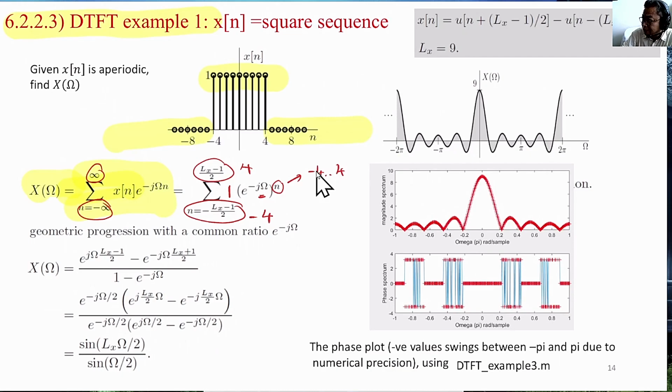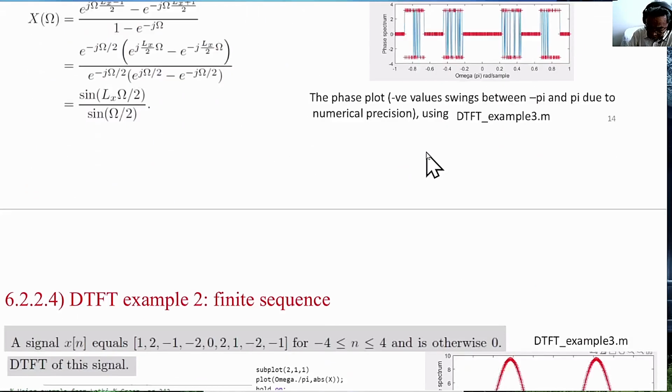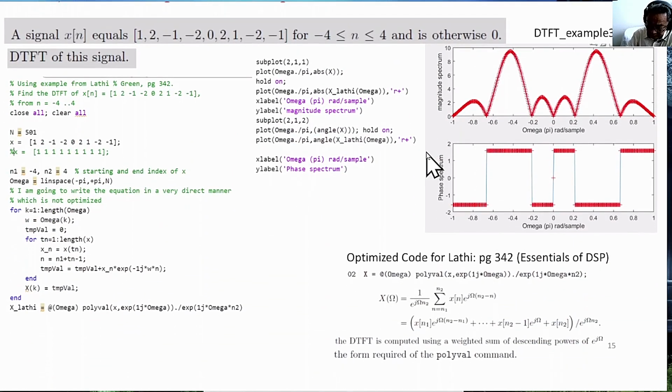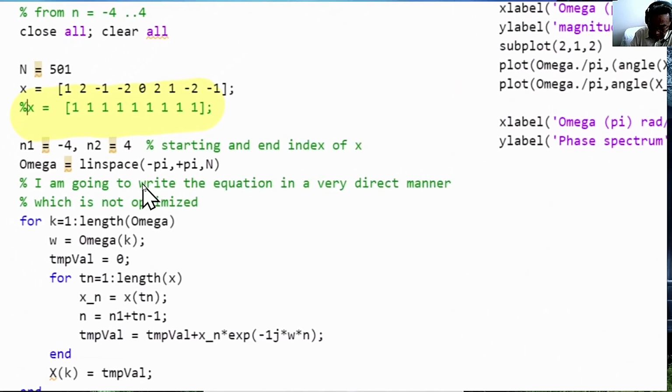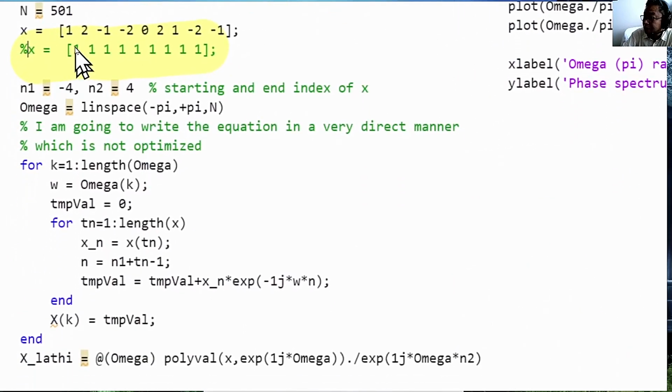You can write a very simple MATLAB code, which I have done on the next page, and you can use this MATLAB code, and by changing what the analysis values are and what the x sequence is, you can then write the code to analyze X of omega.